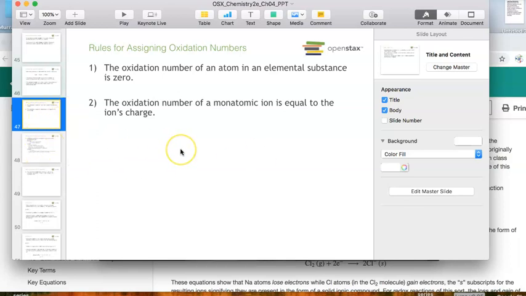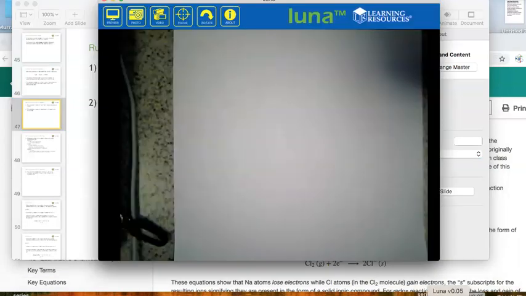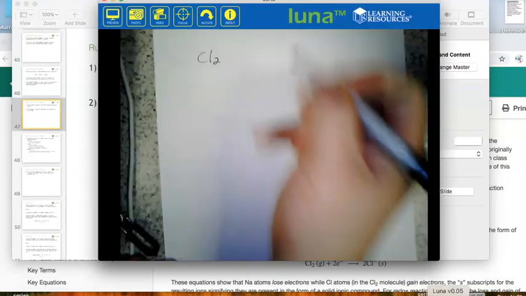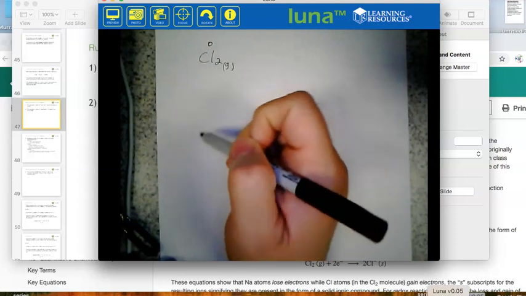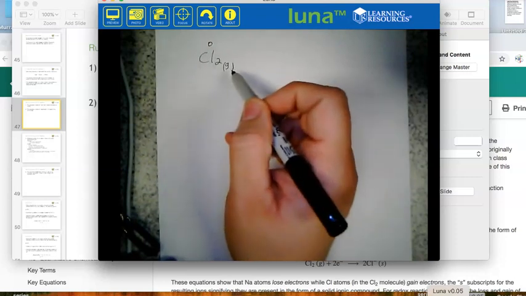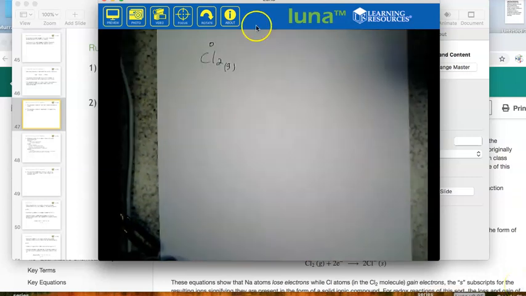Let's look at a couple of examples of the first and then the second rule. The oxidation number of an atom of an elemental substance is 0. For example, if I have a diatomic molecule like Cl2 gas, its oxidation number is 0, so I'm going to put a little 0 above it. It has an oxidation state of 0.